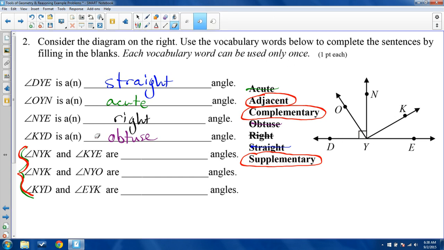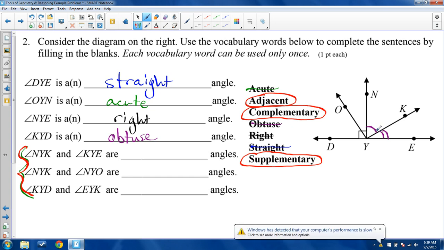All right. The last 3 here are the relationship pairs that I was referring to: adjacent, complementary, supplementary. Angle NYK and angle KYE. So we have NYK right here. We have KYE right here. They're not necessarily congruent, meaning not equal in angle measures. However, as we knew, angle NYE total was 90 degrees. And the angle addition postulate tells you that if you have 2 angles that are next to each other, then they add up to their total sum.